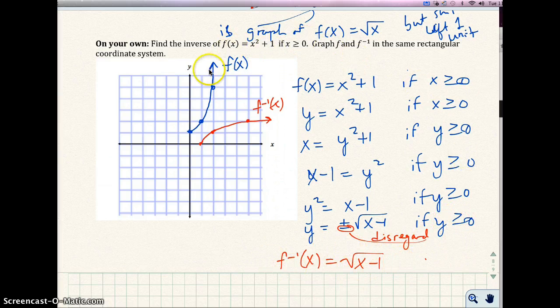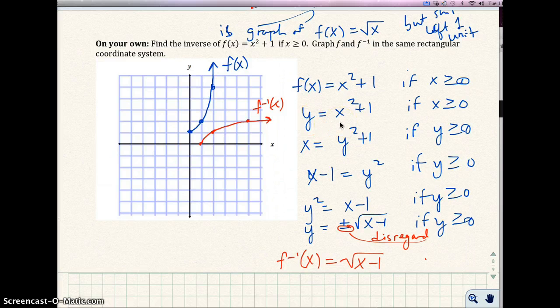I went ahead and graphed this. Remember, x is greater than or equal to 0, so I did not graph the other half of this. And then I interchanged x and y and got my inverse function. But again, I could have just graphed square root of x and then moved everything to the right 1 unit. And that would have been all that function there.